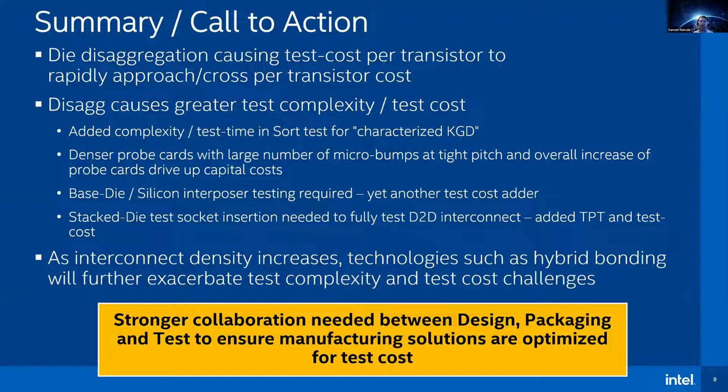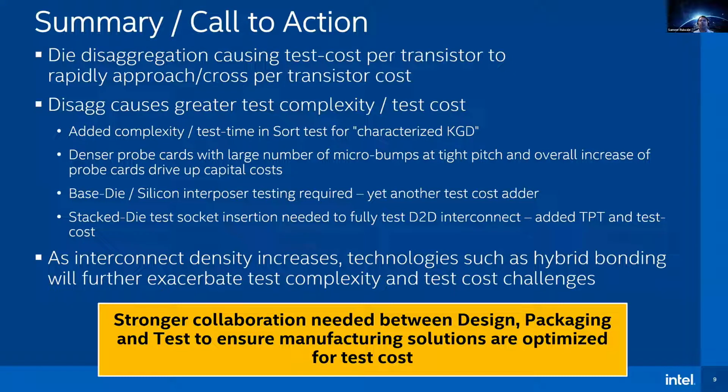Characterized known good die is a concept that we need to think about more and more, and that is going to continue to add complexity in our environment. Our hardware costs are going up with more and more advanced packaging techniques and tighter and tighter pitch. Overall, probe card technology and capital costs are just rising exponentially. We've talked about silicon interposer or base die testing, which is now yet another test cost adder, depending on what methodology is used for that. And then we've talked about stack die insertions, which are possibly needed to fully test our die-to-die interconnect, which is yet another new socket, new test cost that's added to our product test cost.